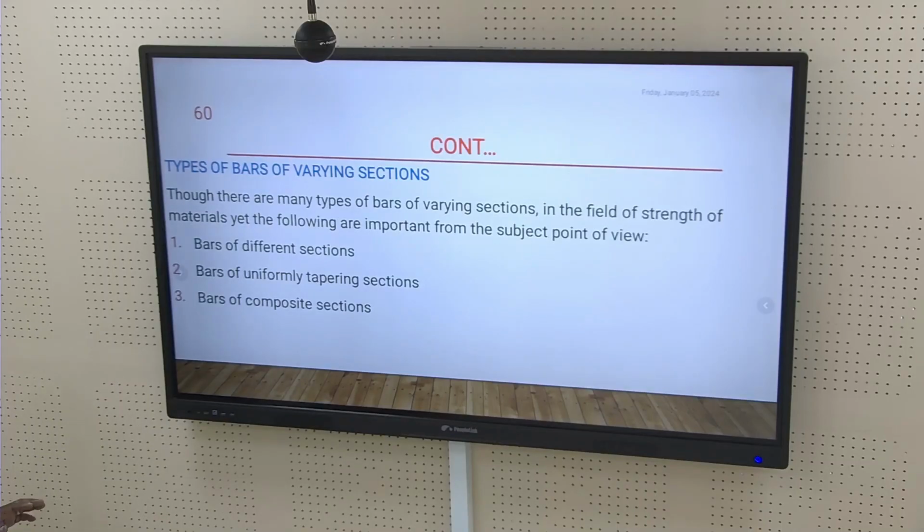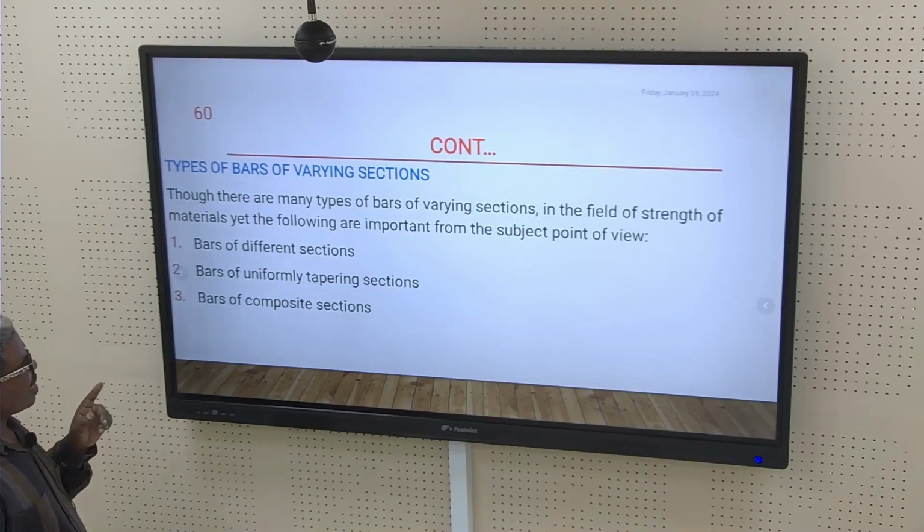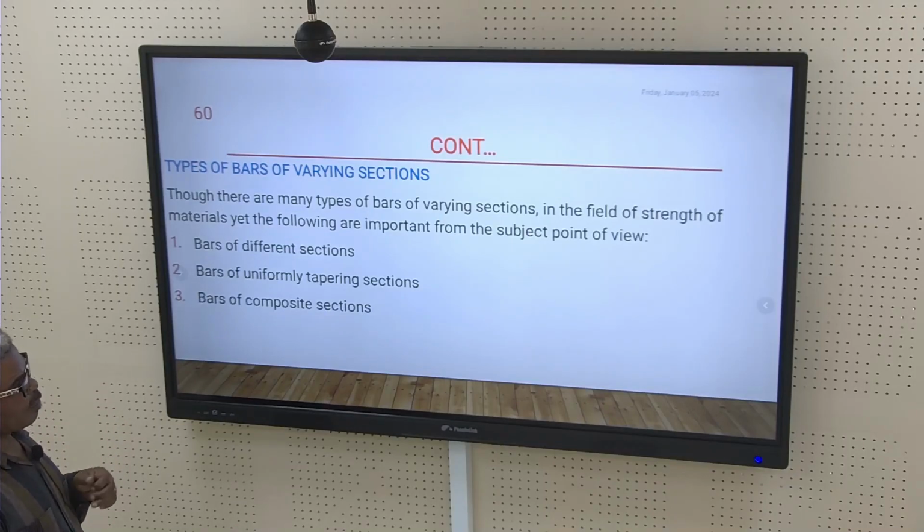So, types of bars of varying sections. Though there are many types of bars of varying sections in the field of strength of materials, yet the following are important from the subject point of view: bars of different sections, bars of uniformly tapering sections, bars of composite sections. Also, all these are employed in our engineering works. So we need to know how we can come up with the stresses and strain respectively.